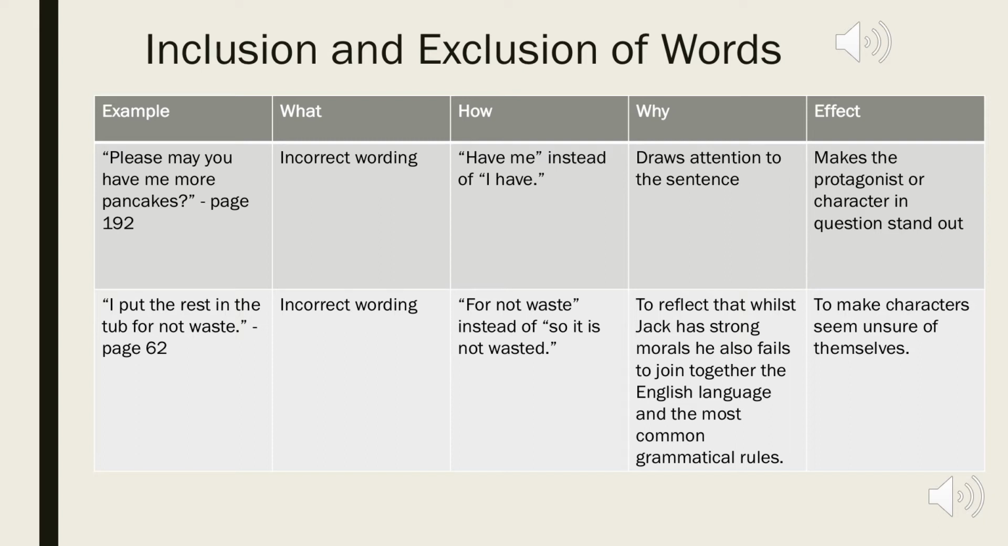Because of his lack of correct wording, Jack is segregated from the other characters as he lacks communication skills and fails to understand that others may not understand his simplified English. By including extra words, Jack's sentences lack confidence and therefore credibility.